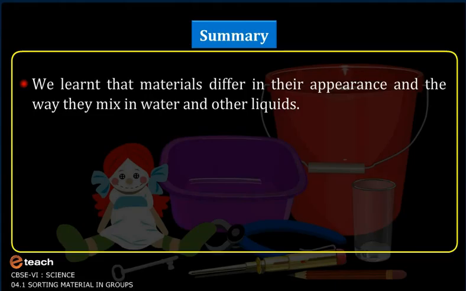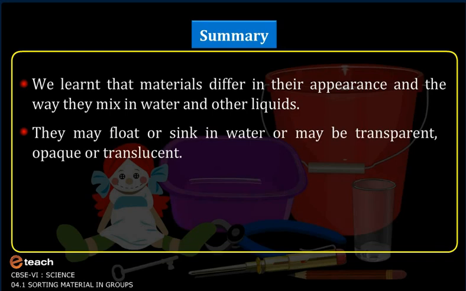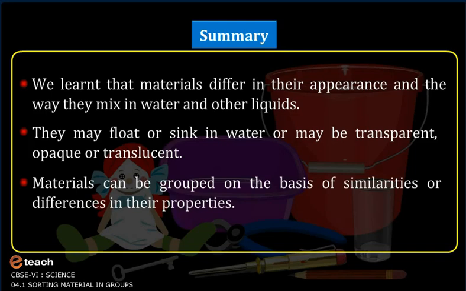Summary: we learn that materials differ in their appearance and the way they mix in water and other liquids. They may float or sink in water or may be transparent, opaque, or translucent. Materials can be grouped on the basis of similarities or differences in their properties.